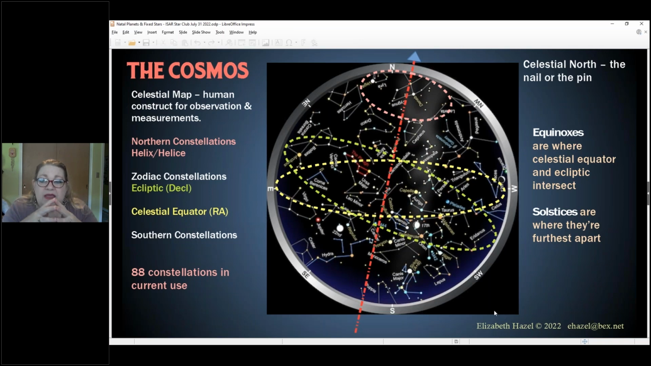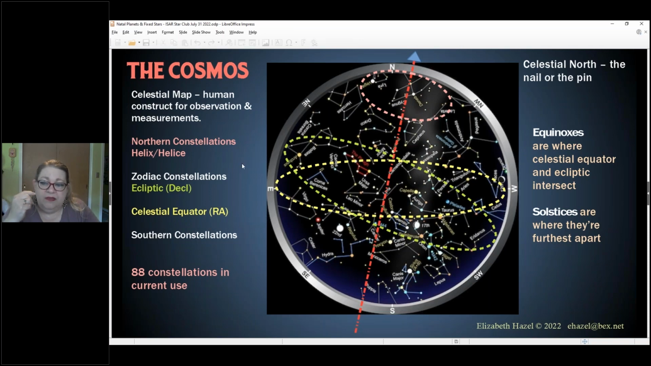It's a celestial map, which is a human construct for observing and measuring the sky. You know, there aren't lines out in the sky, of course. So each line represents something. The pink circle at the top is the northern constellations. And that would be like Draco and Aldebaran and Cassiopeia, the Ursa Major Minor.